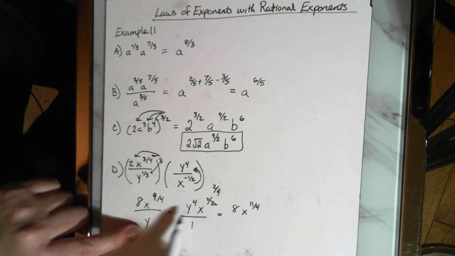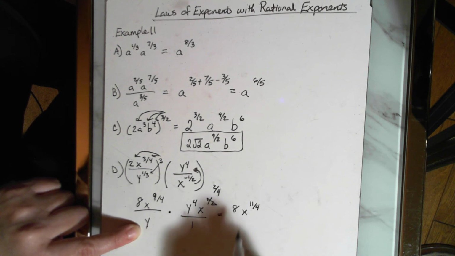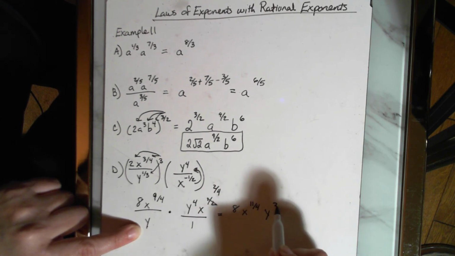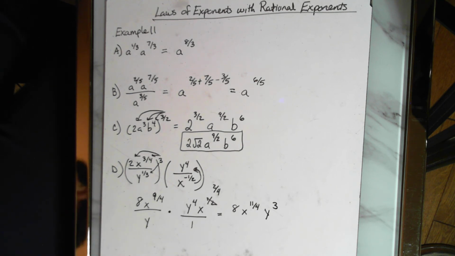Now my y's can reduce. This is y to the 4th over y to the 1st, so I would subtract those exponents to get y to the 3rd. So it becomes 8 times x to the 11/4 times y to the 3.